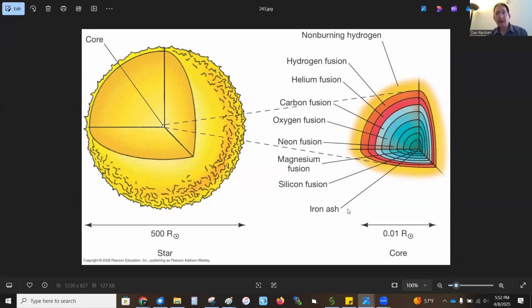Anyway, you create this onion skin layer, though sometimes there's mixing under different circumstances. And eventually you get to iron at the core. And iron is a very special element. You can't get any energy out of it through fusion or fission.